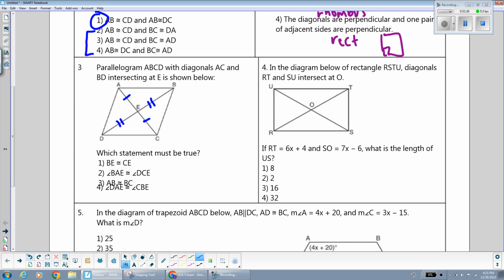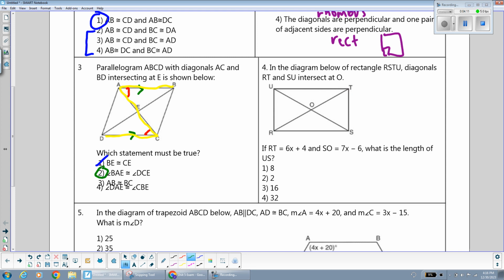BE would be congruent to CE if this was a rectangle, because a rectangle does have congruent diagonals that also bisect each other. So this one would be true if we had a rectangle, not with a regular parallelogram. Answer choice 2. Angle BAE is congruent to angle DCE. This is true because parallelograms have parallel opposite sides, and we know that when parallel lines are cut by a transversal, we do have congruent alternate interior angles. And angle BAE and angle DCE are alternate interior angles. They are in the corners of the letter Z that you can see here. So that is the true statement. That is the answer choice that we are looking for.